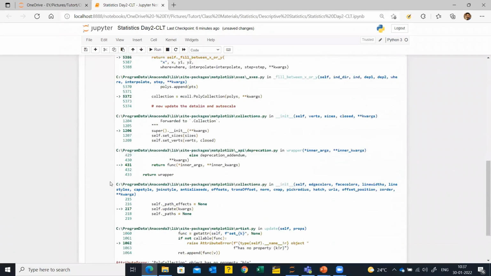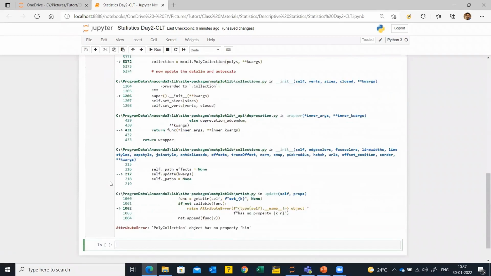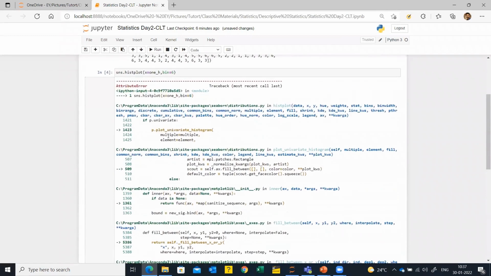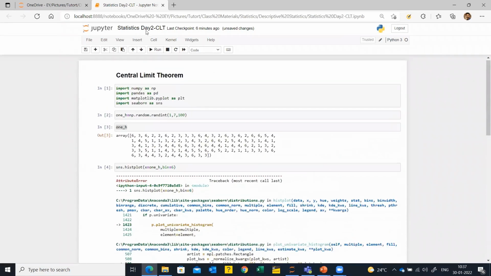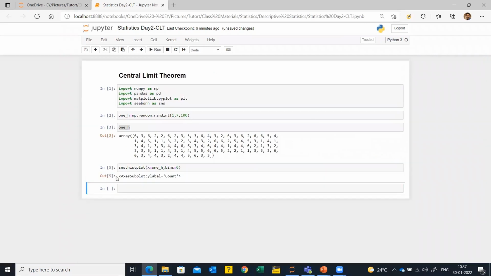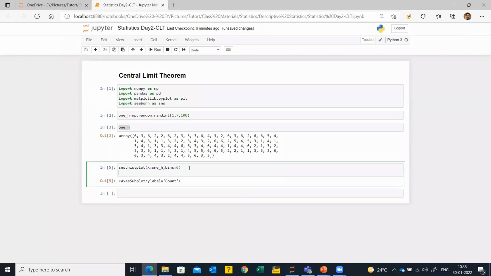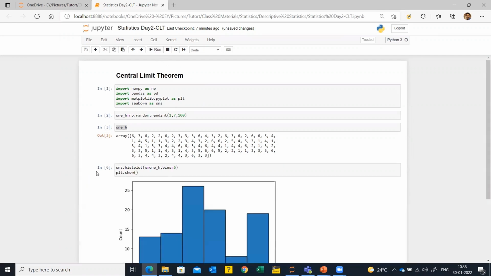It says, okay, the wrong thing which I did is bins, right? Okay, bins is equal to 6. Now, if I want to see the plot, what should I do? Can someone tell me? plt.show. plt.show, right?